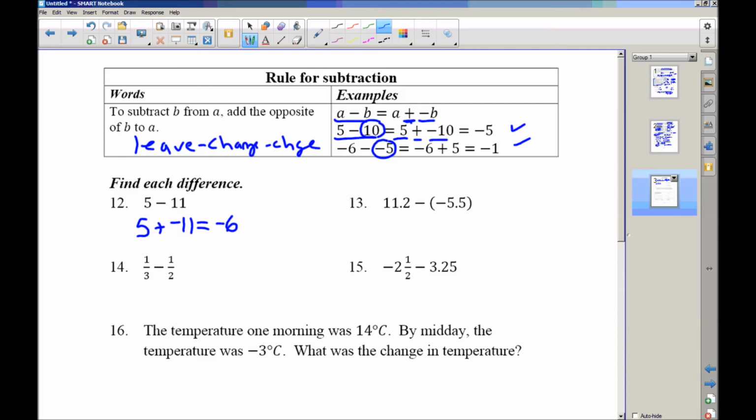Number 13, 11.2 minus negative 5.5 turns into 11.2 plus 5.5, which is 16.7, I think. Number 14, 1/3 minus 1/2. This is kind of 1/3 plus negative 1/2. I'm going to do this old school this time, so let's get common denominators, which you will have to be able to show work for on the test, and then we'll add those up and get negative 1/6.